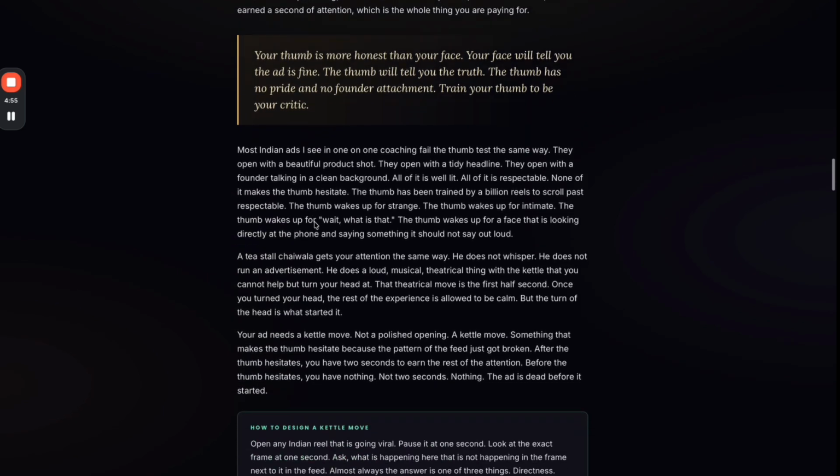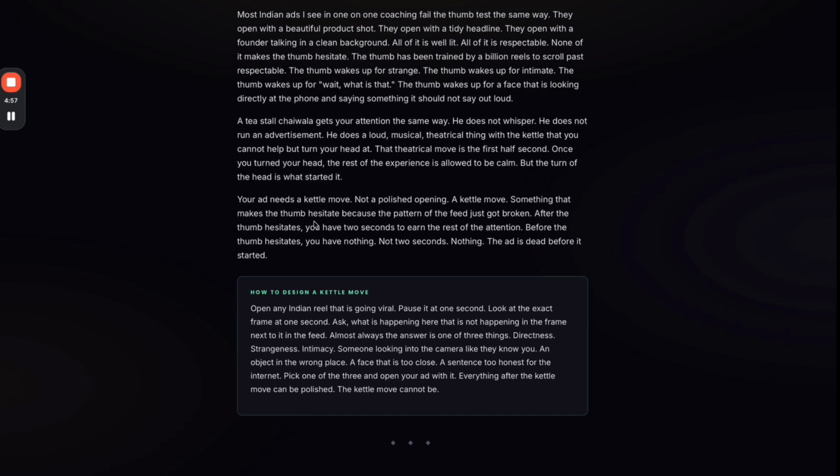So, most Indian ads that I have reviewed till now and that I have seen people make fail the thumb test the same way. They open with a beautiful product shot, they open with a tidy headline, they open with a founder talking in a clean background. All of it is well lit, all of it is respectable, none of it makes the thumb hesitate. The thumb has been trained by a billion reels to scroll past respectable. The thumb wakes up for strange, the thumb wakes up for intimate, the thumb wakes up for, wait, what is that? Wait, that is me.